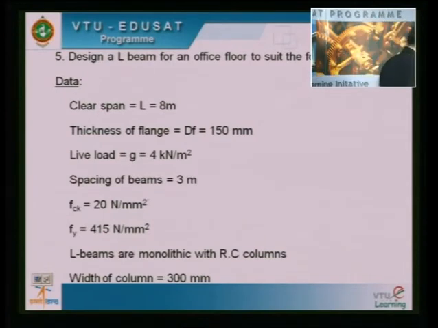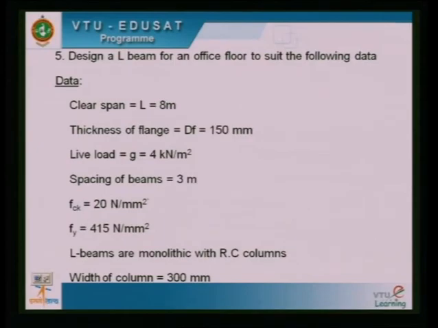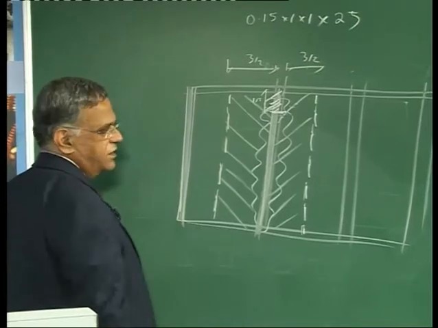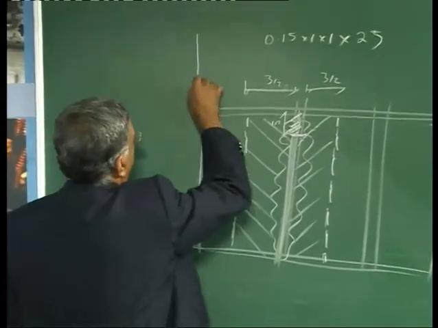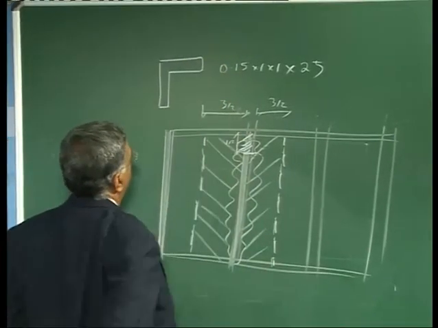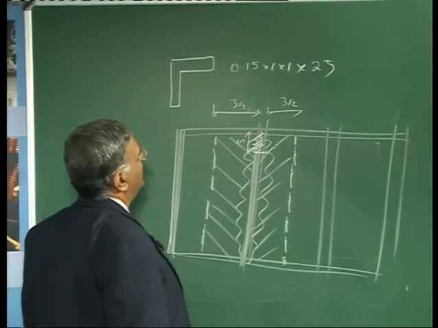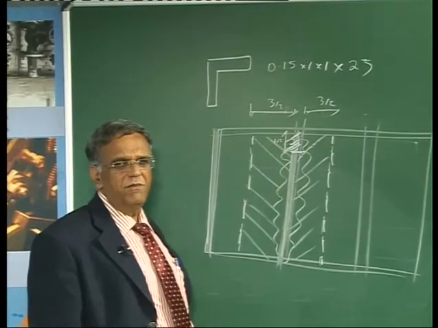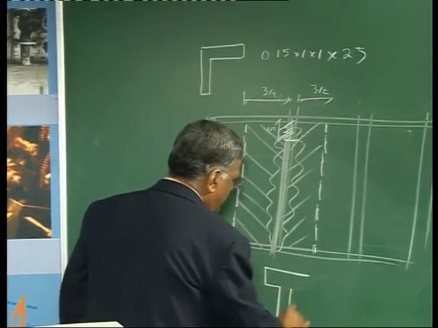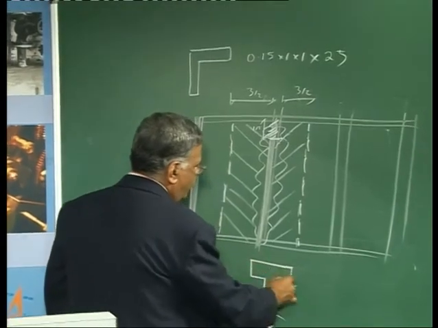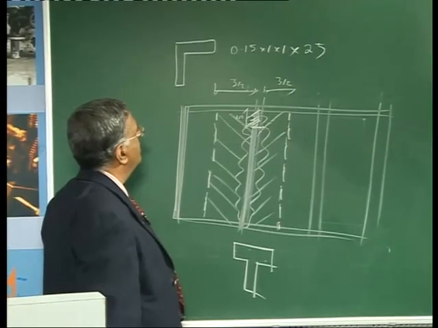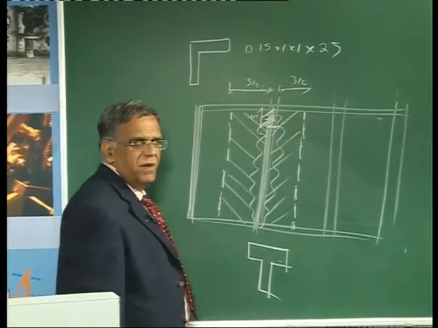So now, please go through this sketch. What is this? This is your L beam. Why do I call this an L beam? You can see the L shape of this beam, and further you observe that the flange exists on only one side of the web, whereas in the other problem, the slab existed on both sides of the beam. Here the slab exists only on one side of the beam. Therefore, it is known as an L beam.